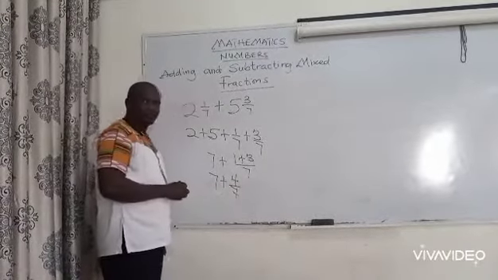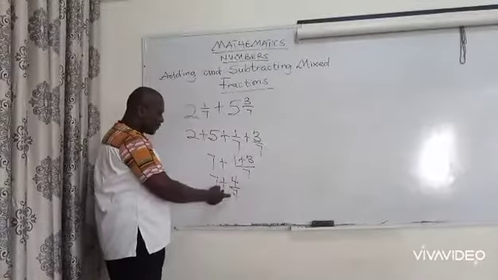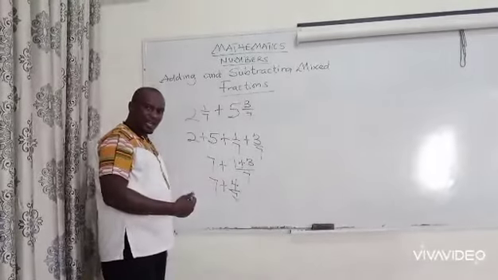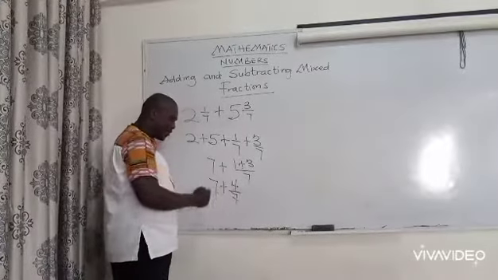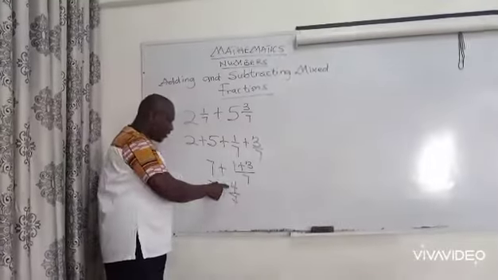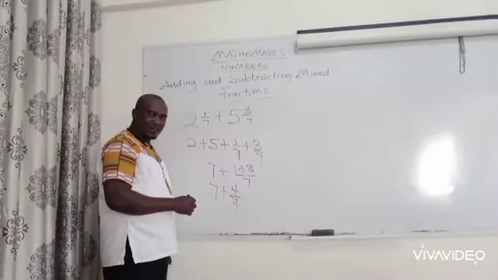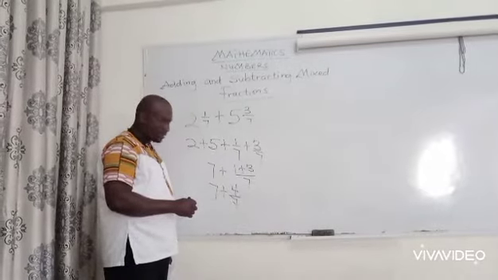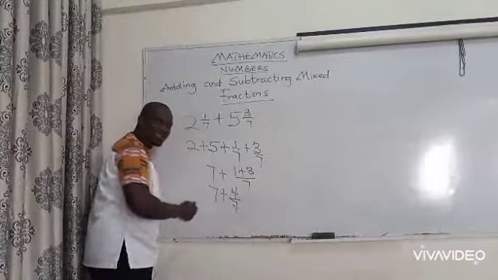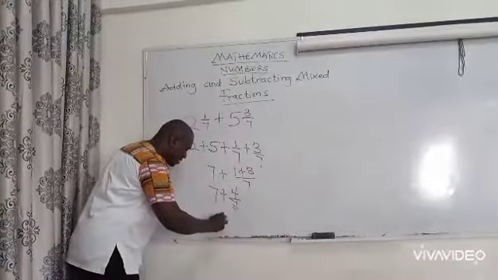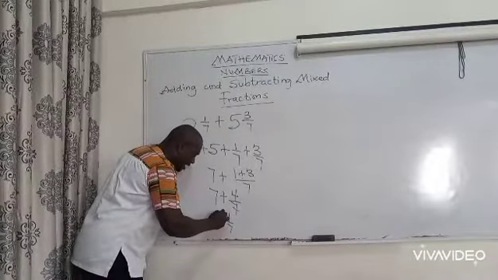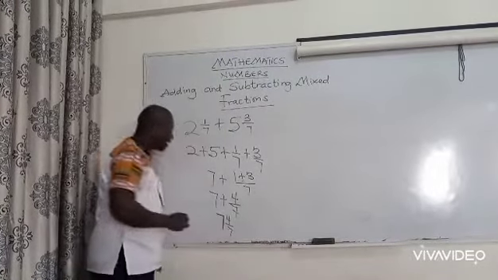Now, this fraction we have here, can we further break it down? Is there a number that can be used to divide the 4 and the 7? No, because the 4 is an even number and the 7 is an odd number. So we go ahead and add the whole number to the fraction. That is 7 whole number 4/7 as our final answer.